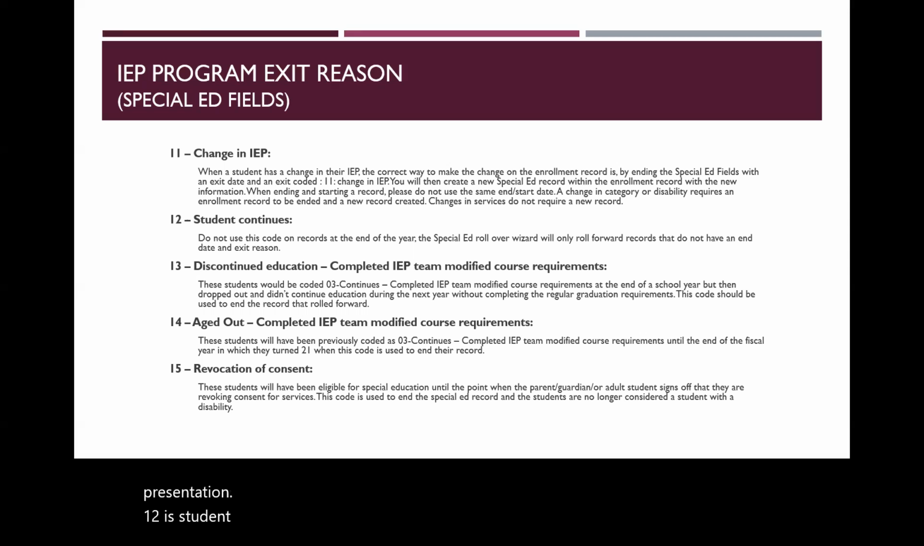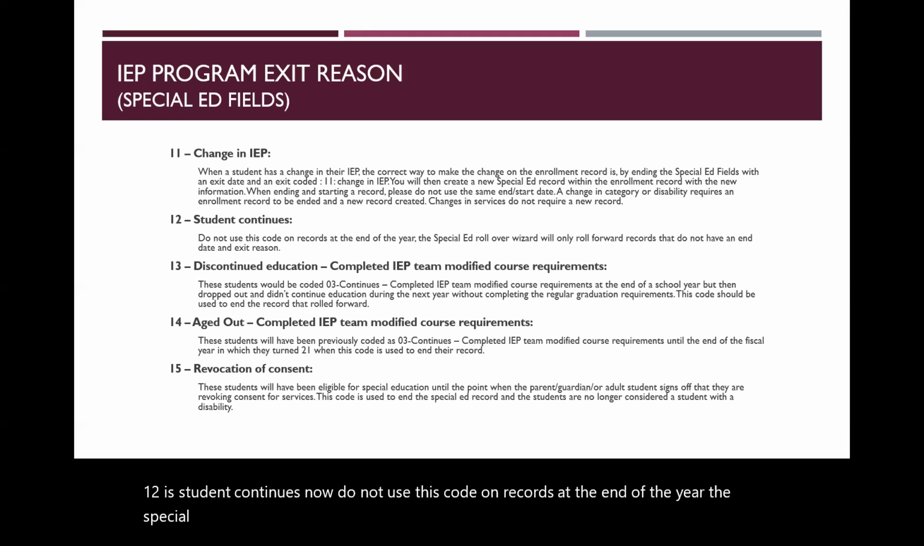12 is student continues. Now, do not use this code on records at the end of the year. The special education rollover wizard will only roll forward records that do not have an end date and an exit reason. So please keep that in mind.